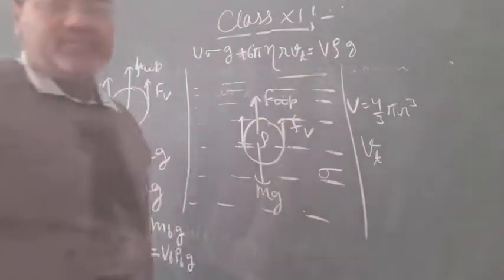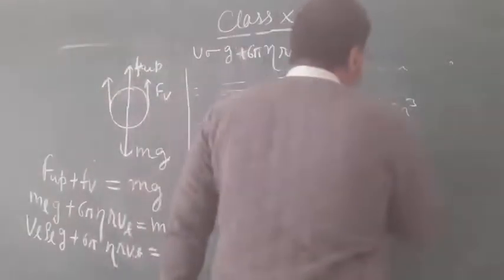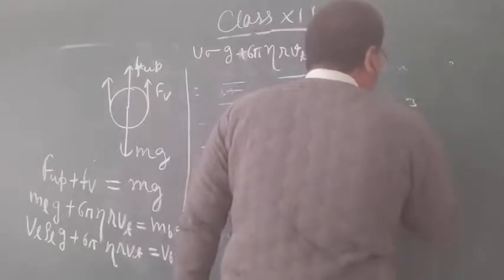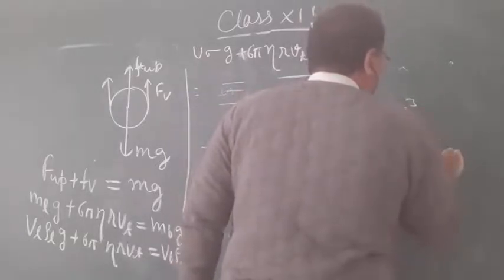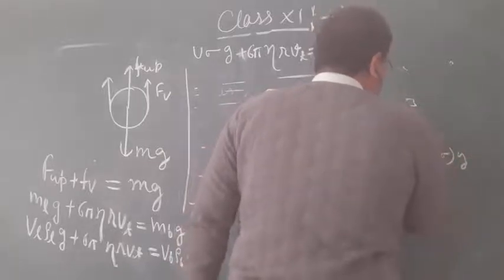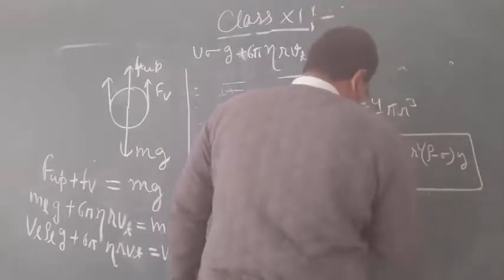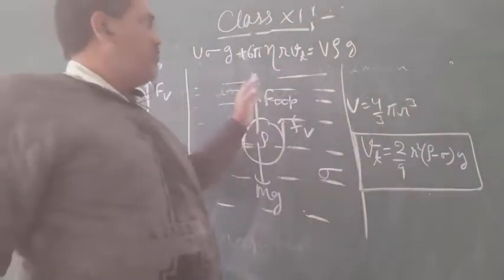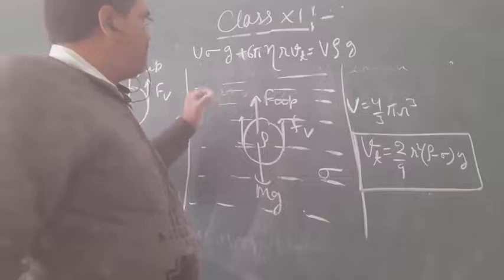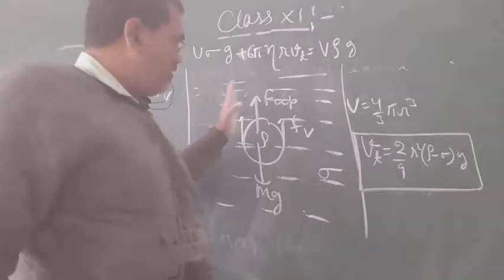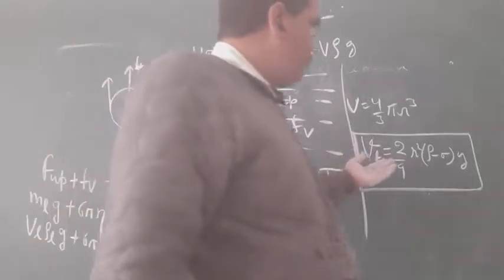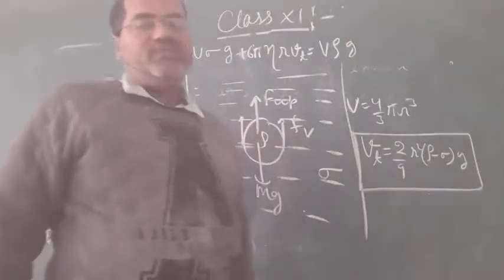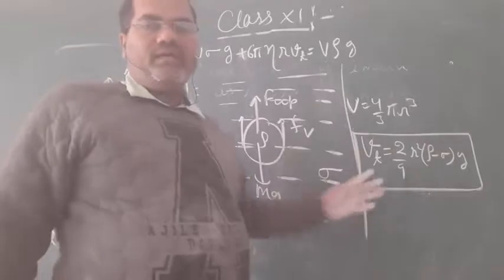Remember that. So the terminal velocity will come as 2 by 9 r square, rho minus sigma, into g divided by eta. This will be the result, and this is homework for you: derive the result. Terminal velocity is 2 by 9 r square, rho minus sigma, into g over eta. So this is homework for you, and get the result.